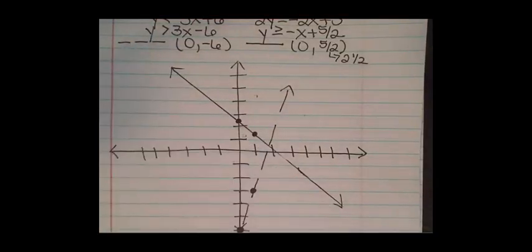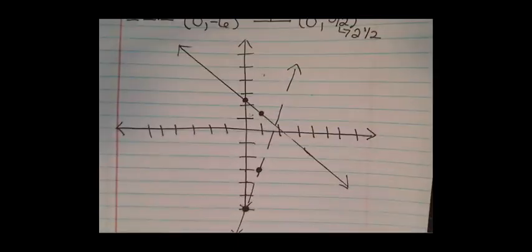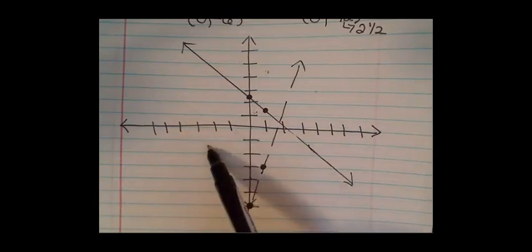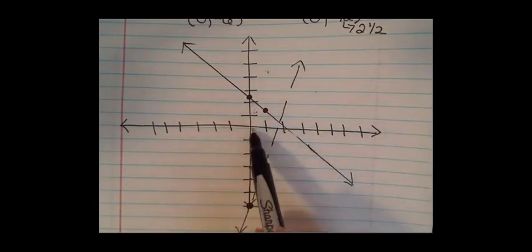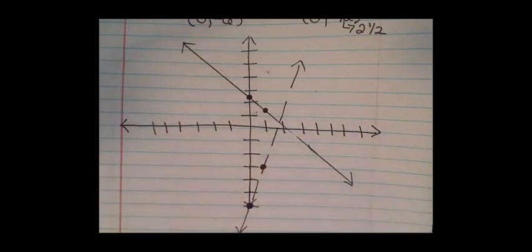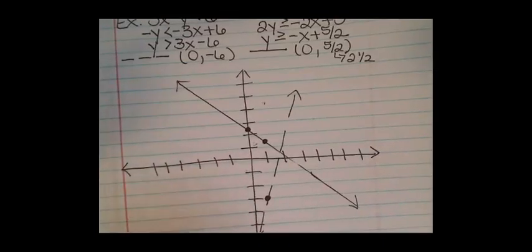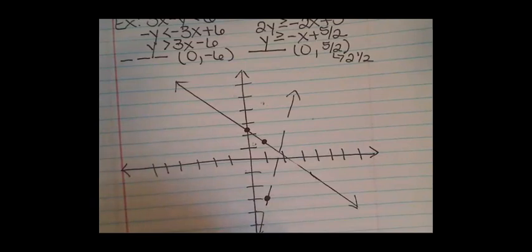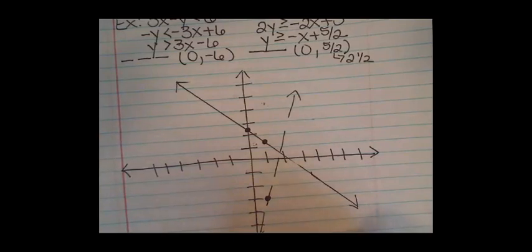Now we just need to know where we're going to do our shading. Again, we have 4 parts that we could shade. We could shade this part, this part, this part, or this part. And again, I'm going to recommend doing 0, 0 first. So I'm going to rewrite our inequalities down here real quick. Alright, so there we go. And we're going to test out the point 0, 0.